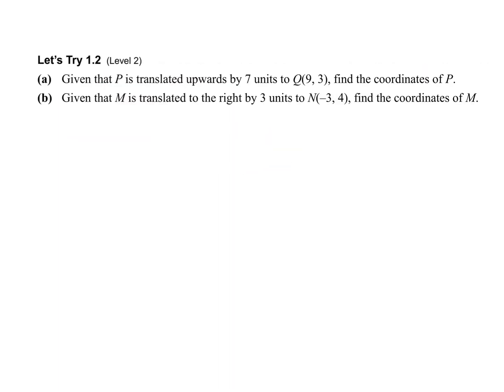Now let me go back to the lesson worksheet. Let's try 1.2. It is a level 2 question. Please get ready. Part A says that P is translated upwards by 7 units. Okay, so now we don't know the original point, but we know the resulting point, 9 and 3.